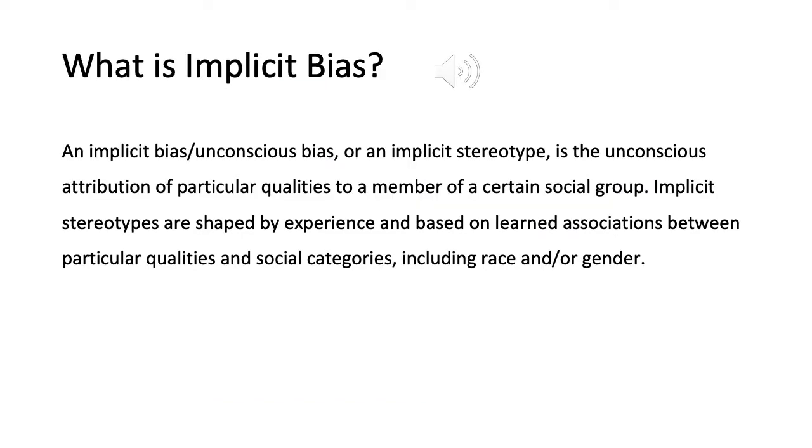Before we start the presentation, we must first look at the definition of implicit bias. The following definition states: implicit bias, or unconscious bias, or an implicit stereotype, is the unconscious attribution of particular qualities to a member of a certain social group. Implicit stereotypes are shaped by experience and based on learned associations between particular qualities and social categories, including race and/or gender. We mostly witness implicit bias towards ethnic people in America.